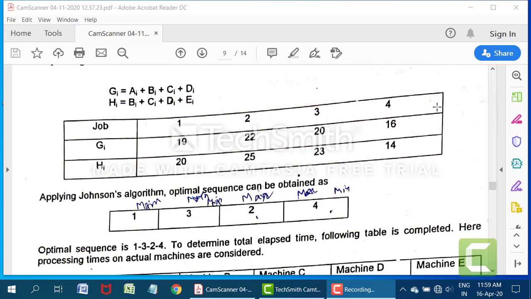The data is not needed. So in the remaining list 19, 22, 20, 20, 25, 23, what is the minimum? The minimum is 19. This minimum processing time is 19. This is occurring on machine G, the first machine itself. So the corresponding job number is 1. So job number 1 should be positioned in the beginning of the sequence.